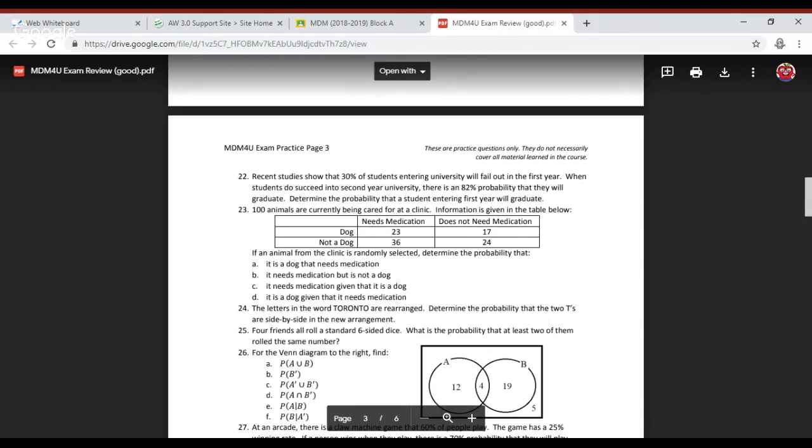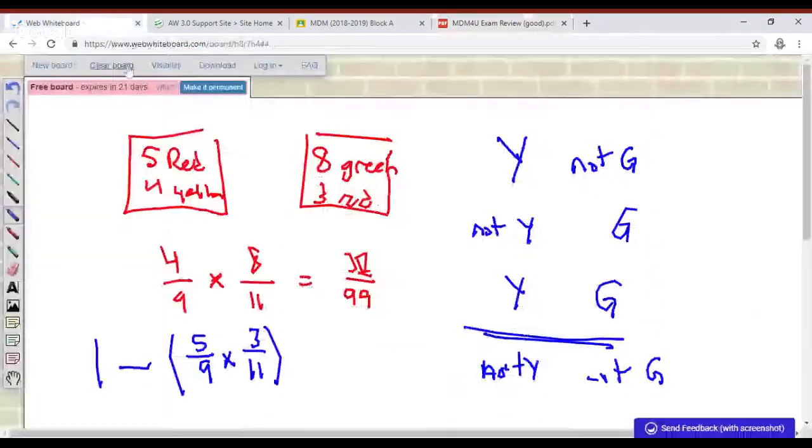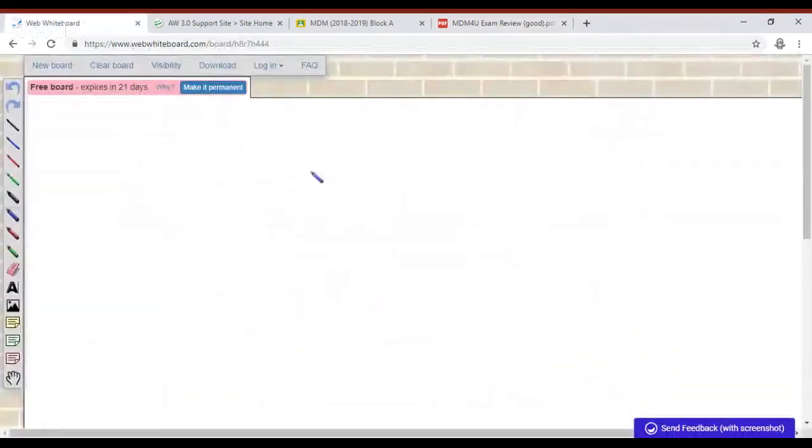So I already did 22, so I don't want to spend a lot of time going over things, but to graduate from university, you need to first get past the first year. Event 1 is finish the first year. Event 2 is graduate. So if 30% fail the first year, then 70% make it. And then, right? That's a multiply statement. And then I need to go all the way, which is 82%. So just multiply them together. 52.